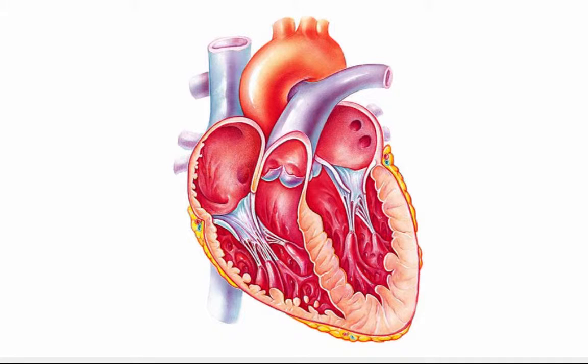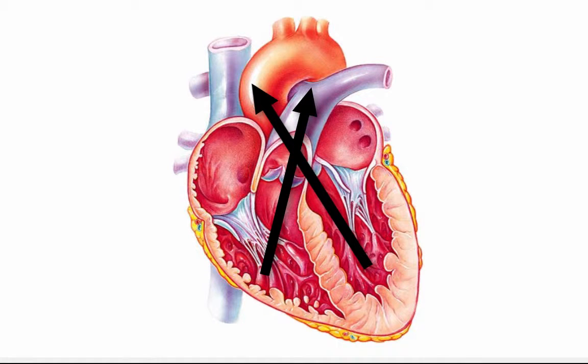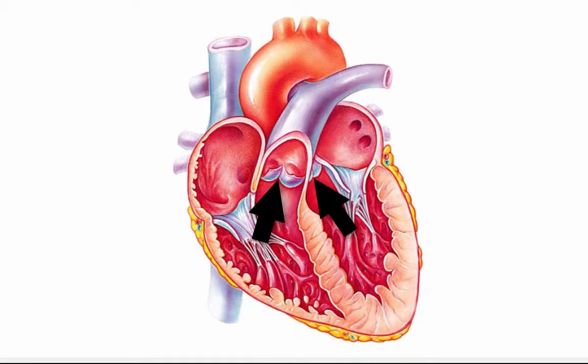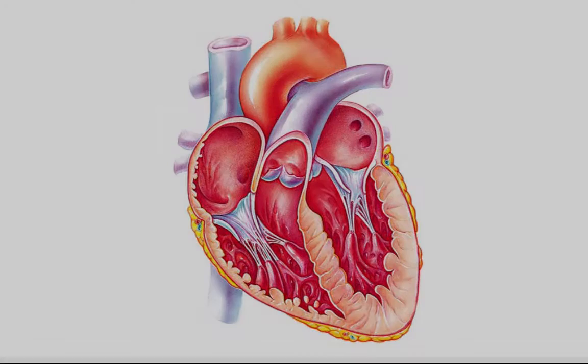Blood exits the heart from the ventricles through arteries. On the left-hand side, through this artery, and on the right-hand side, through this artery. At the base of the aorta and pulmonary artery are one-way valves also. What are these ones called? That's our anatomy. Let's start the cardiac cycle.